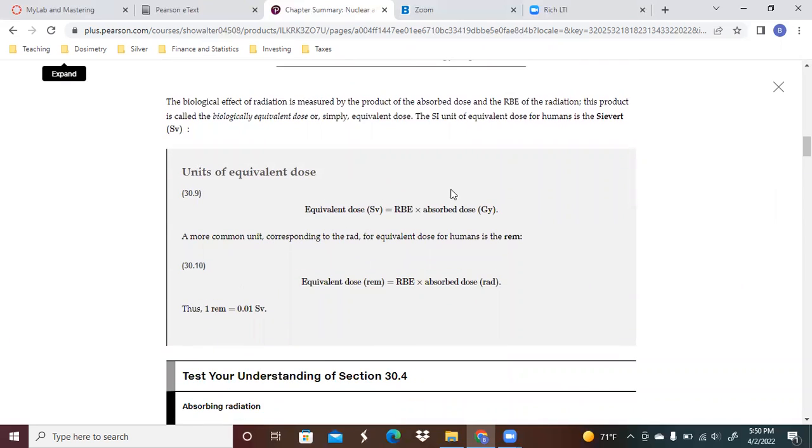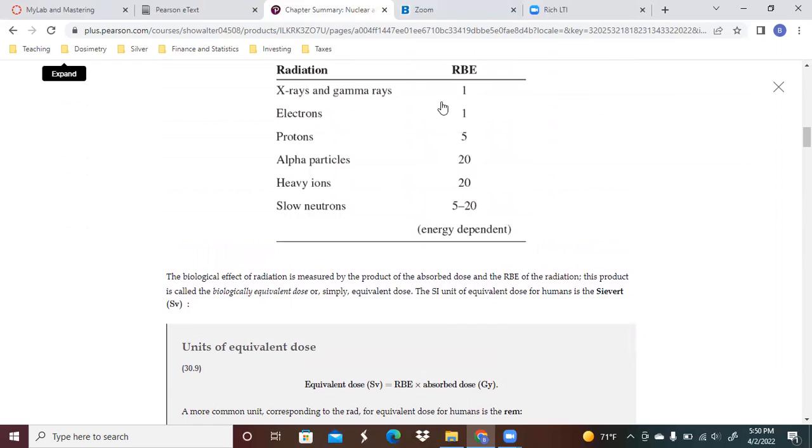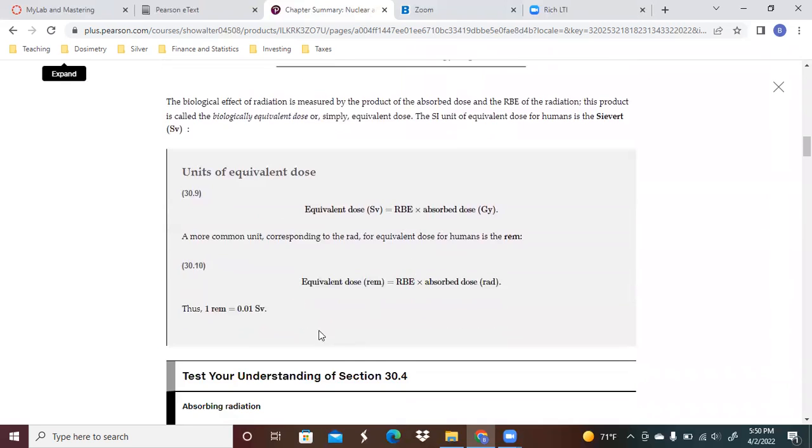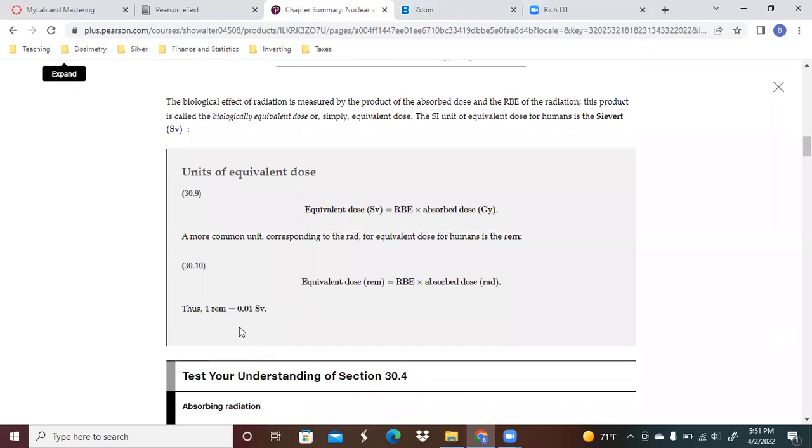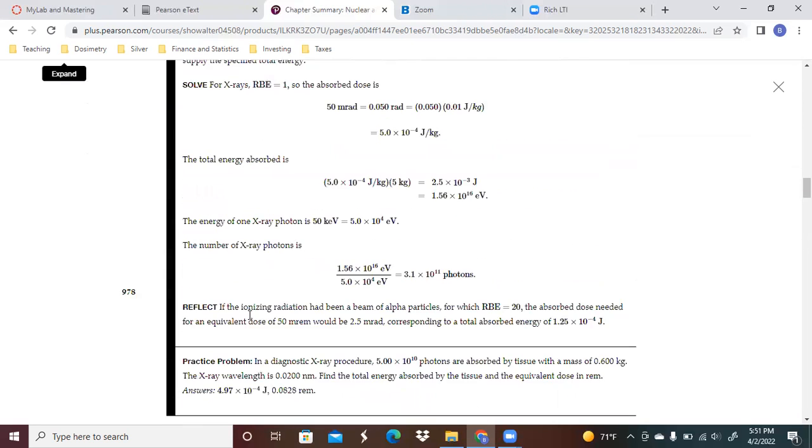So you have equivalent dose, where you take the absorbed dose and multiply it by the RBE, what you see up here. In rem, you can do the same thing here. It's just that your absorbed dose is going to be considered to be in rad, and this effective dose here is going to be in sieverts. This is going to be considered to be in rem.